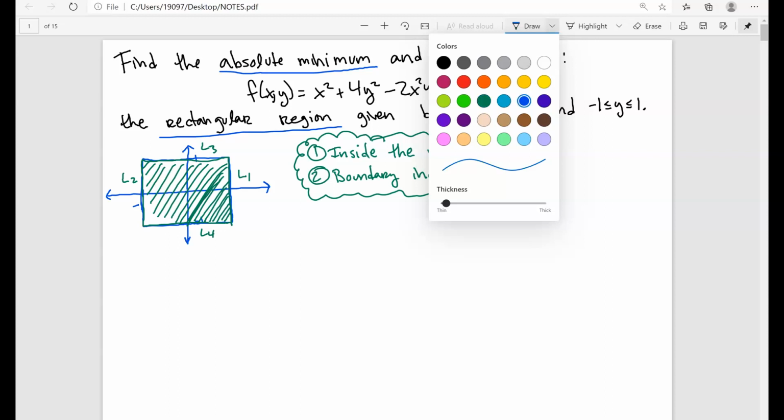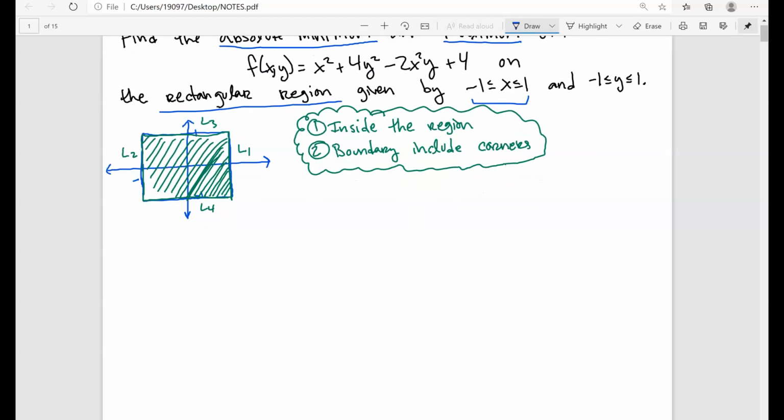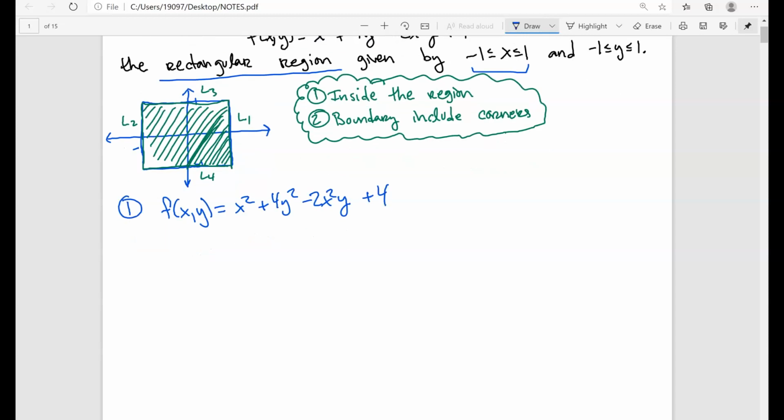That's usually the easiest part because all we really have to do is look at the critical points for the function. So we know that the function f of x comma y is equal to x squared plus 4y squared minus 2x squared y plus 4. To find the inside critical points, all we have to do is take the partial derivatives. The partial derivative with respect to x will be 2x minus 4xy, and the partial derivative with respect to y would be 8y minus 2x squared.